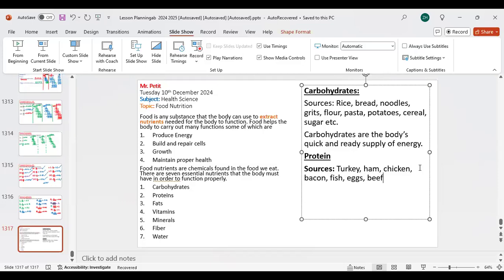Yeah, pig feet. Has anyone eaten pig feet? Yeah. The chicken feet too. I remember I used to eat those things. Boy. Then you have turkey, ham, chicken, beef, fish, eggs.